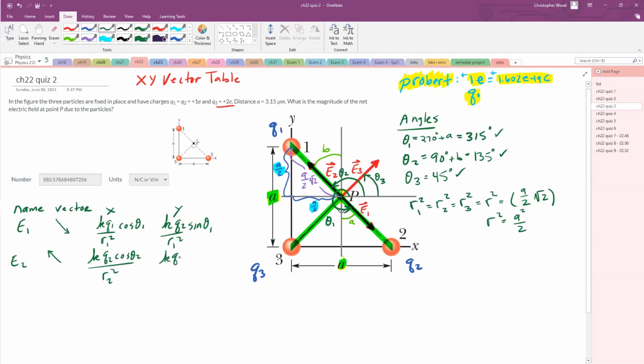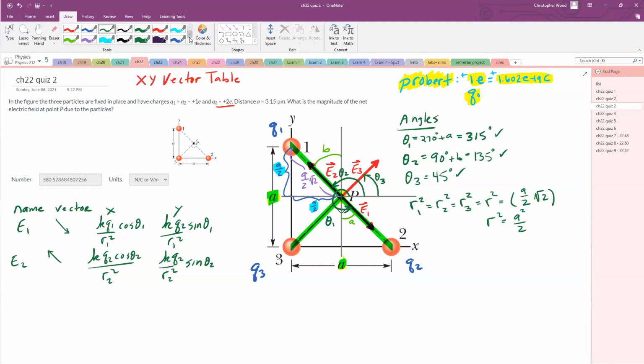Well, here's the electric field. KQ2 over R2 squared. Let me just dwell on this. This is the electric field. I don't want the electric field. I want the Y component of that electric field. So that's why I am multiplying by sine theta 2, because sine captures that Y component.